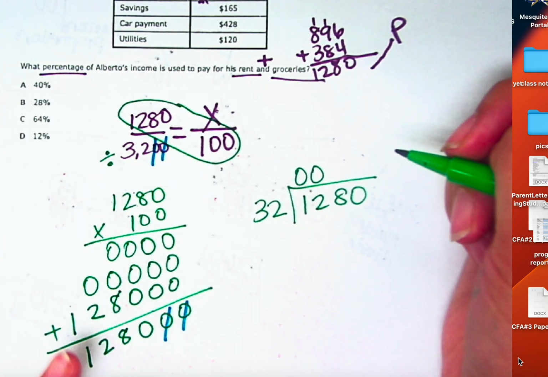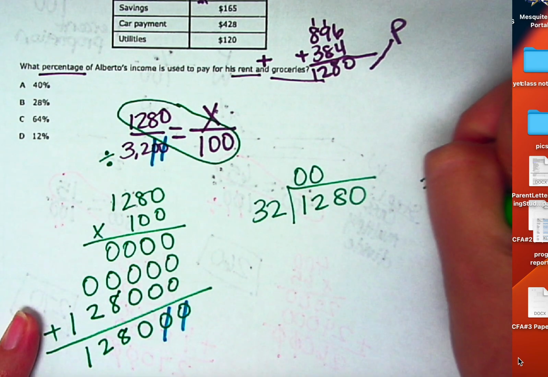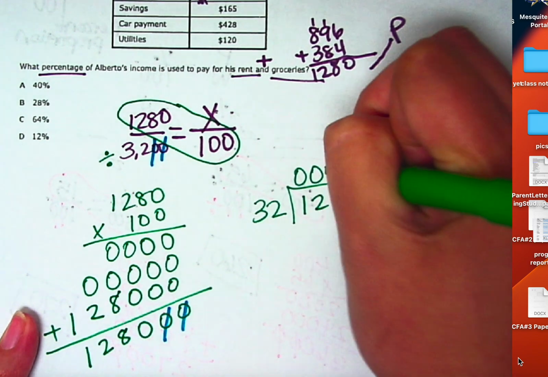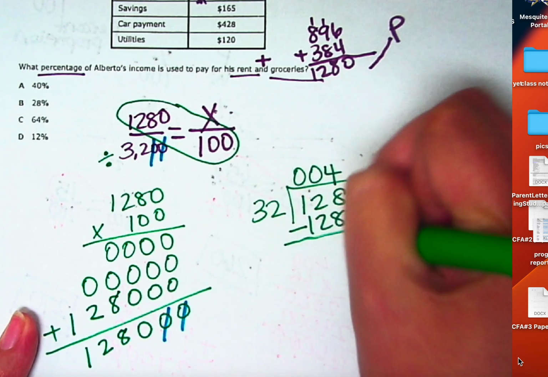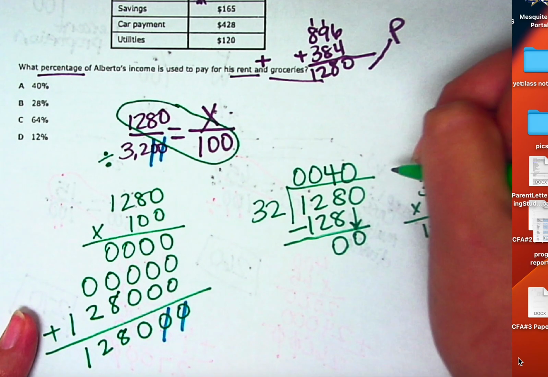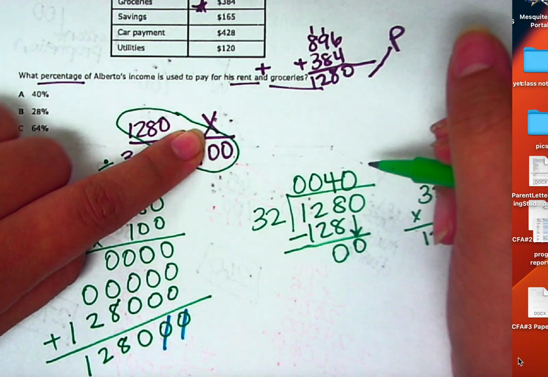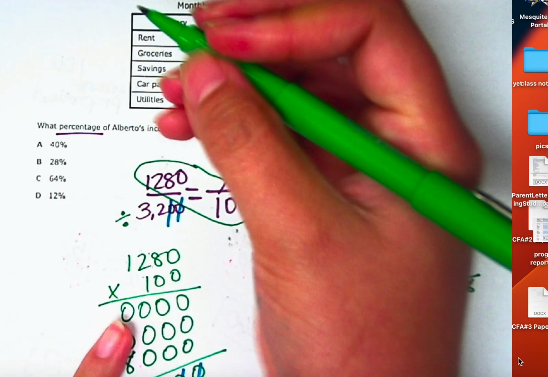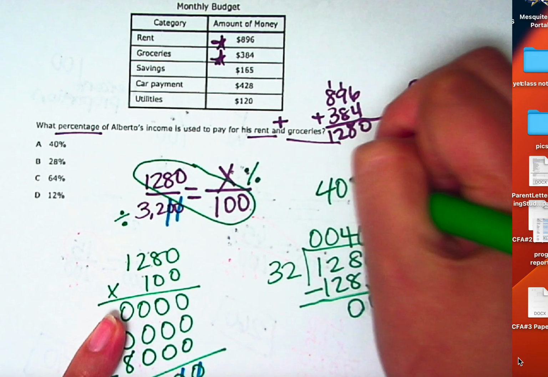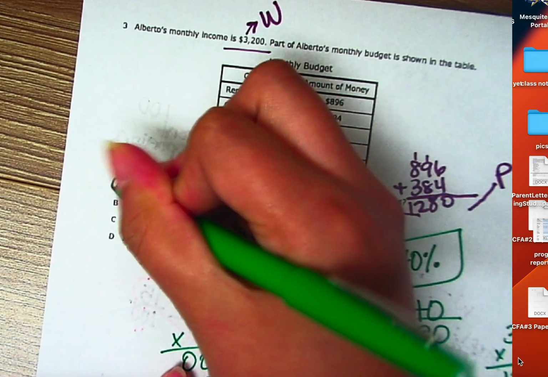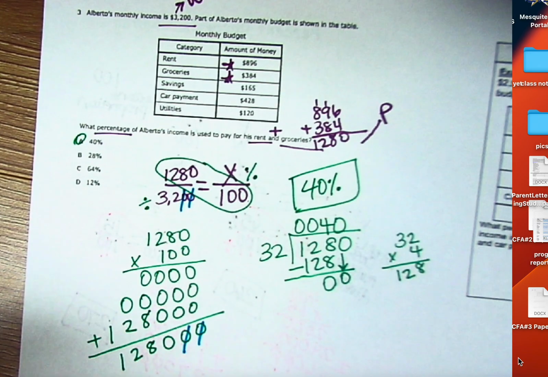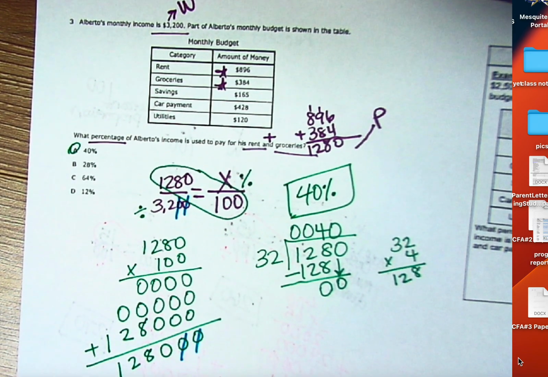32 can go into 128. You can go into it 4 times. Okay, so subtract 128, that becomes 0. Drop down this last 0, you got to put it on the top. Okay, so that x we solved for is 40, so it's 40%. Okay, so your answer is 40%. The answer choice is A. Make sure you write all this down. Pause the video if you need to take a second to write it.